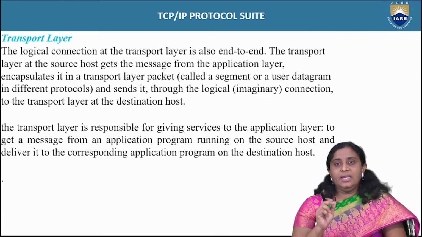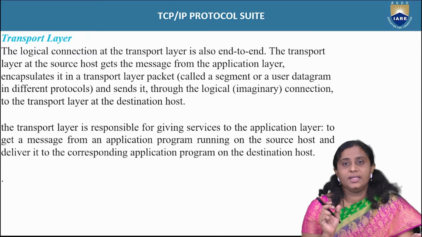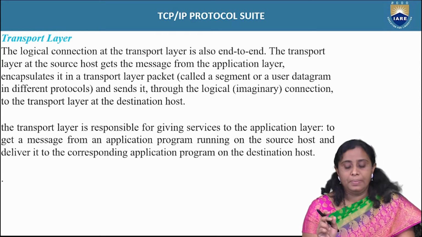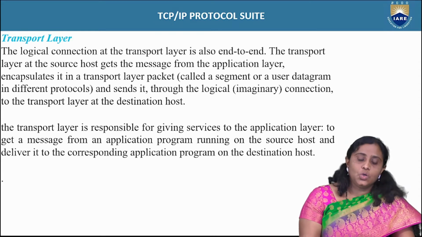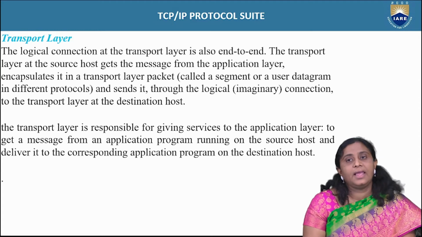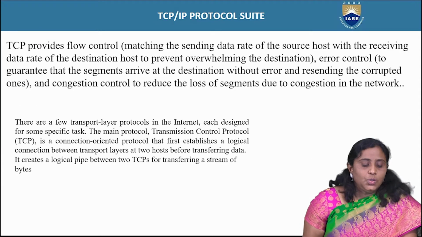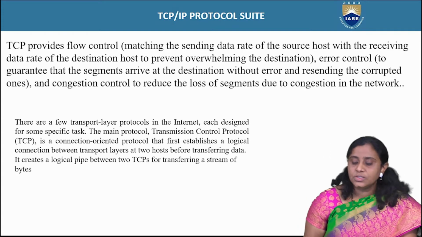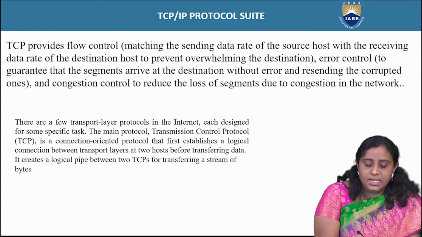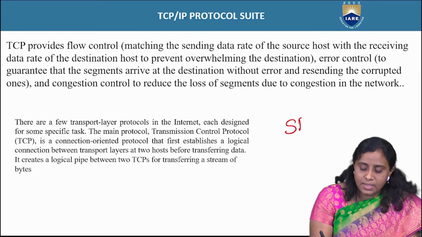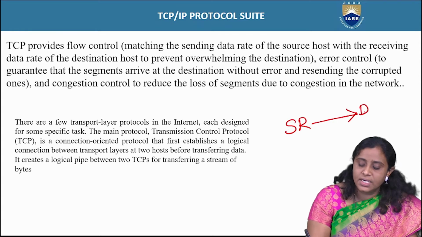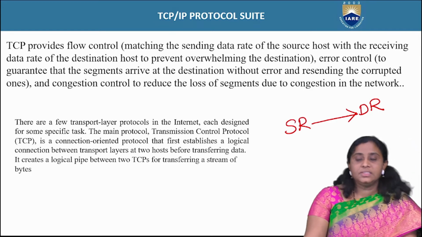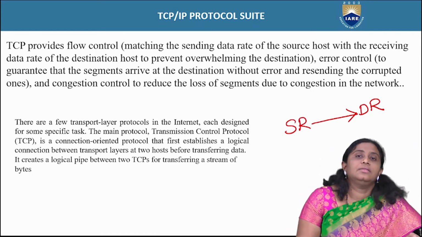The vital role played by the transport layer is giving services to the application layer: to get a message from an application program running on the source host and deliver it to the corresponding application program on the destination host. Here TCP provides flow control, matching the sending data rate of the source host with the receiving data rate of the destination host. Error control guarantees that the segments arrive at the destination without error, and resends the corrupted ones.